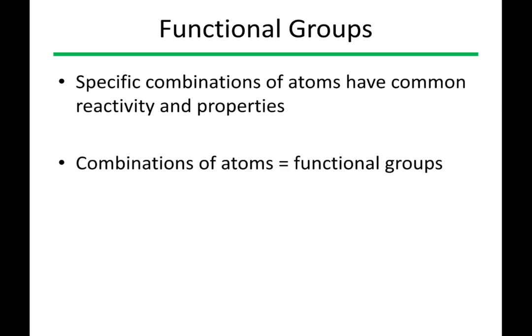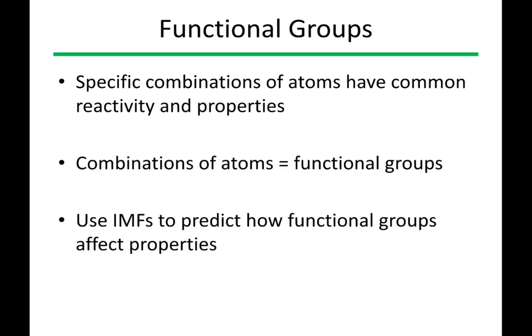Certain combinations of atoms, when they're attached to these hydrocarbons, have sets of reactivities and properties, and they get special names. We'll call these combinations functional groups. And we can figure out a lot of things with the functional groups. One of the things that we'll be looking at a little bit later is using the idea of intermolecular forces to predict how functional groups are going to affect some of the properties that we observe. The first functional group we'll talk about are alcohols.